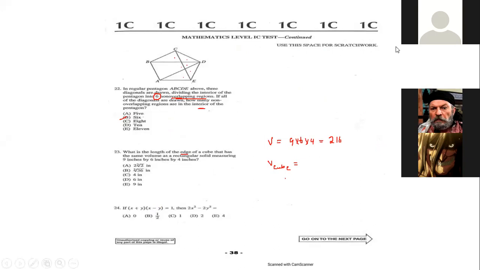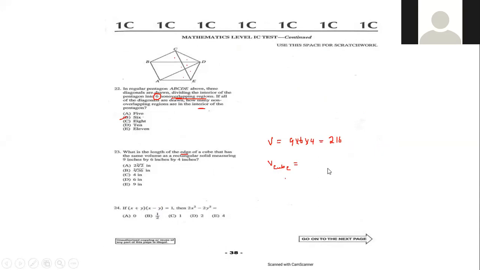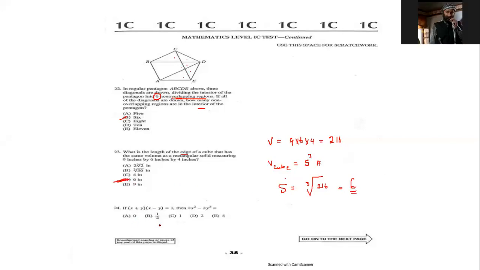Okay, so he said that the edge here is directly the cubic root of the result, the cubic root of 216. Because you know the volume of a cube is edge cubed. So to find the edge itself, we take the cubic root of each side, the cubic root of 216, which is 6. So your answer is D.